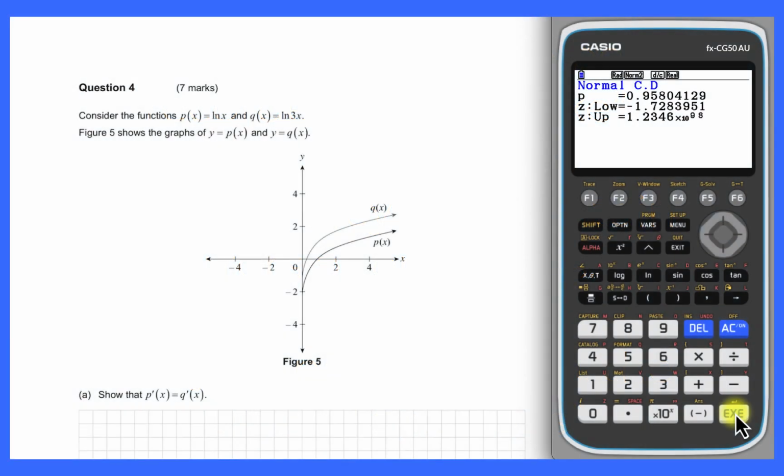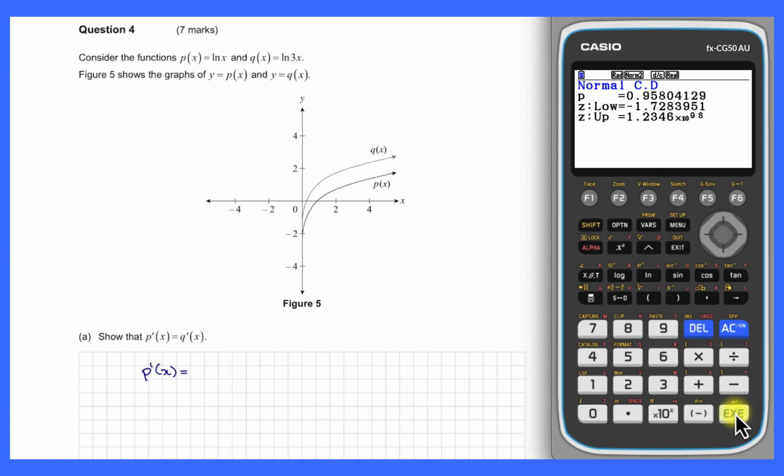Question 4. Now we're considering two functions p of x and q of x. P of x is the natural function natural log x, ln x. Q of x is ln 3x. And the first thing we're asked to do is to show that their derivatives are equal.